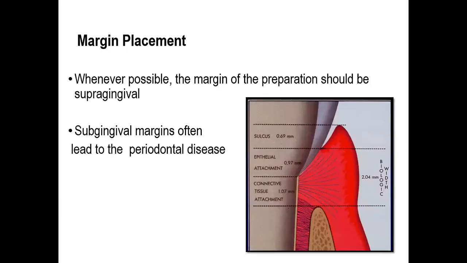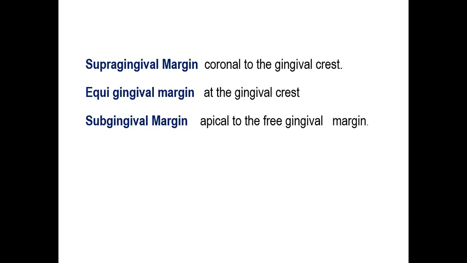Margin placement. Whenever possible, the margin of the preparation should be supragingival. What is supragingival? A supragingival margin is coronal to the gingival crest. An equigingival margin is at the level of the gingival crest, and a subgingival margin is apical to the gingival crest.